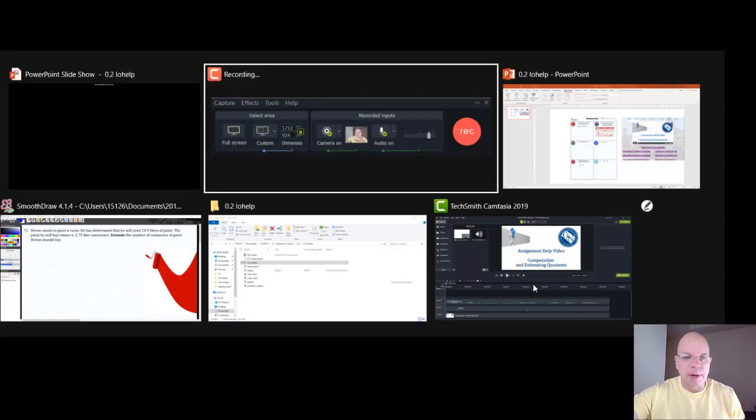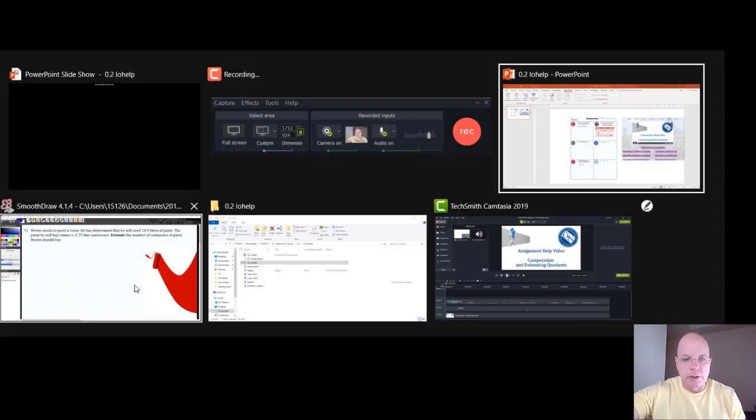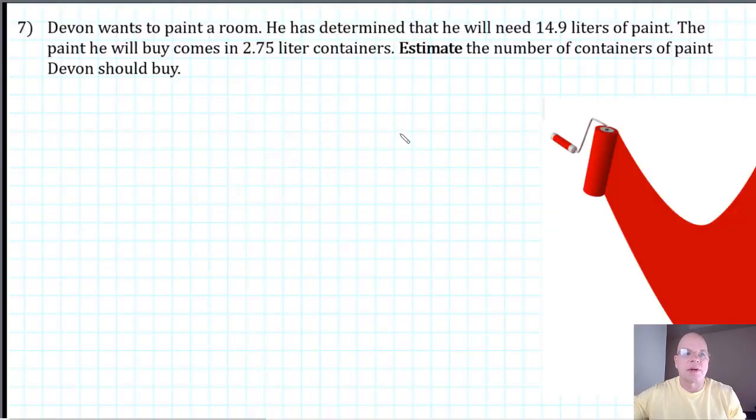The problem I want to do with you is problem number 7 on the back. Problem 7 says, Devin wants to paint a room. He has determined that he will need 14 and 9/10 liters of paint. The paint he will buy comes in 2 and 7/500 liter containers. Estimate the number of containers of paint that Devin should buy.